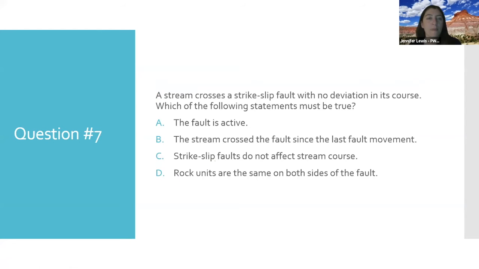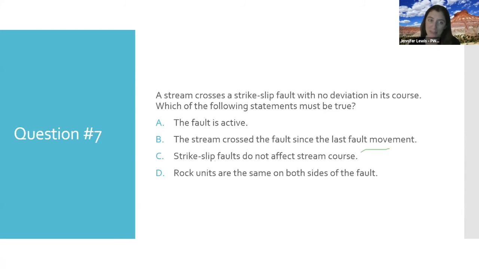right, question number 7. A stream crosses a strike-slip fault with no deviation in its course. Which of the following statements must be true? A, the fault is active. B, the stream crossed the fault since the last fault movement. C, strike-slip faults do not affect stream course. Or D, rock units are the same on both sides of the fault. Okay, the answer to that one is B. The stream crossed the fault since the last fault movement.